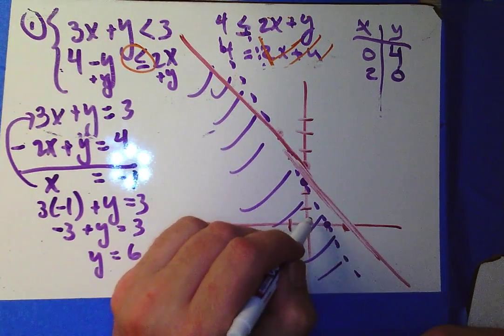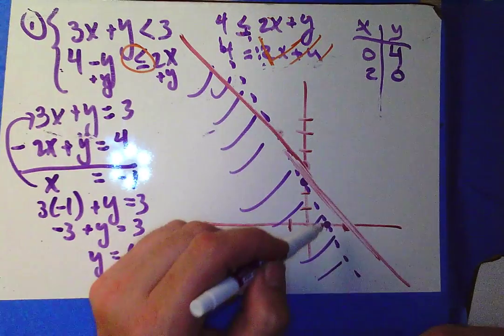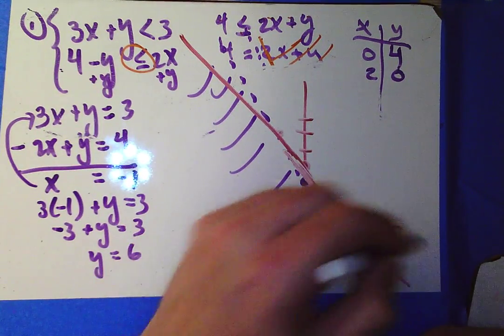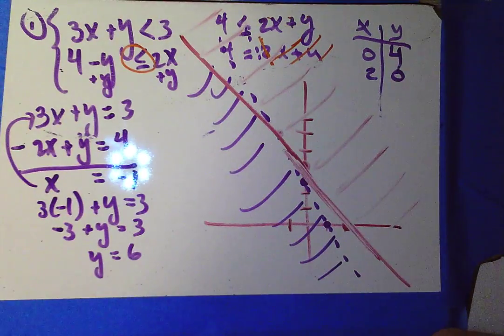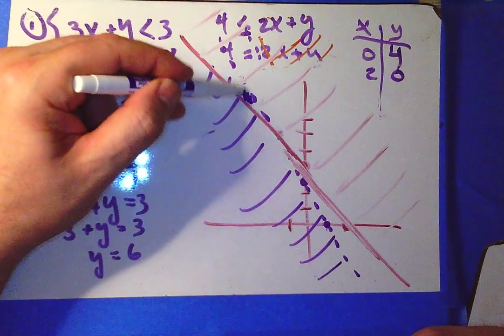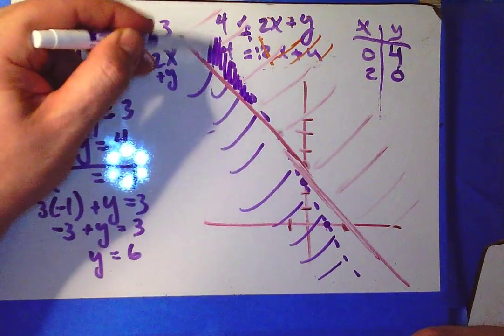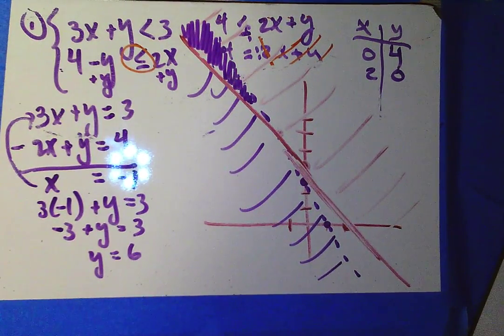Now remember how for this red line we tested 0, 0, and 0, 0 was not a solution, which meant I had to shade above. So where does that mean my solution is? Well, the solution is the overlap. It's this region in here. Wow, I've got to be really careful with my graphs for these problems.